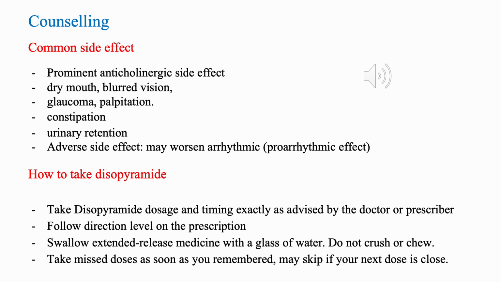How to take disopyramide? Take disopyramide dosage and timing exactly as advised by the doctor or prescriber. Follow direction label on the prescription. Swallow extended release medicine with a glass of water. Do not crush or chew. Take missed doses as soon as you remember. May skip if your next dose is near.